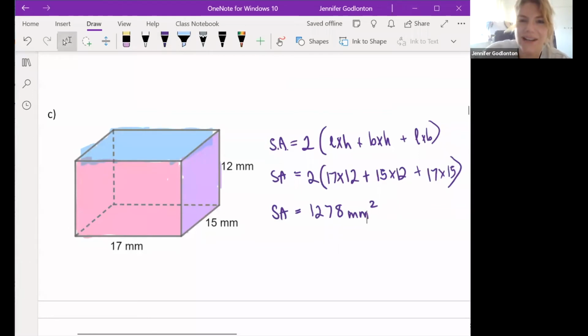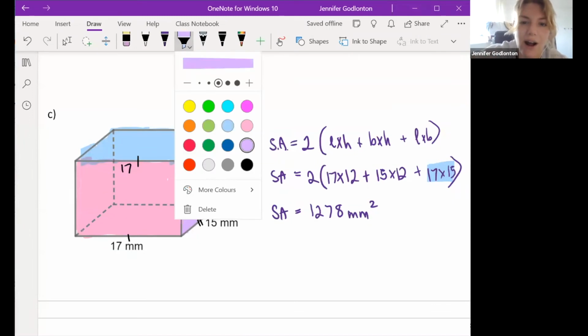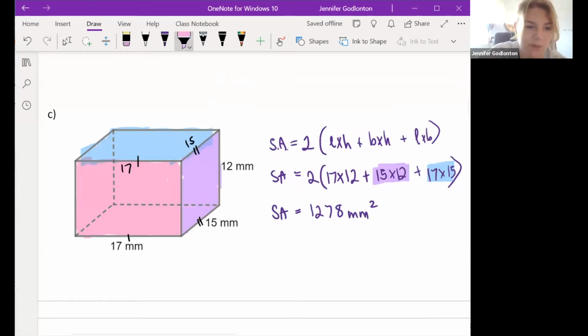Okay, so let's just go through these colors here so everyone's happy. So we've got our 17 times 15, which is that blue one, because remember, this value would be 17 and this value here would be 15. So it'll be 17 times 15. Then we've got our purple side over here, which is the 12 times 15. And we've got our pink side over here, which is the 17 times 12.